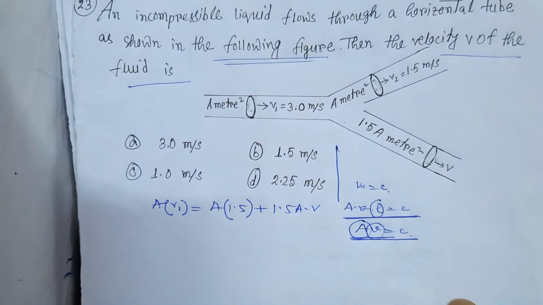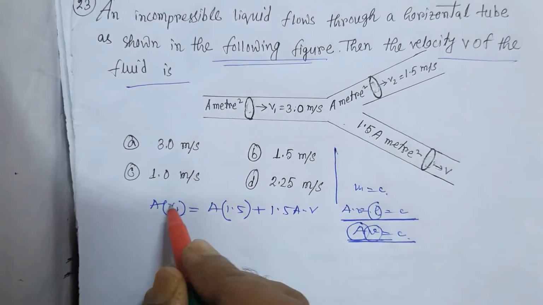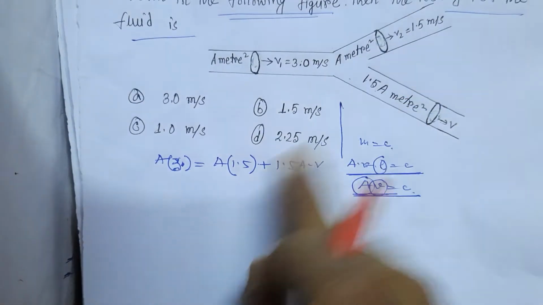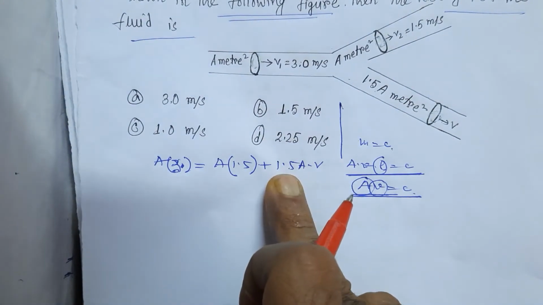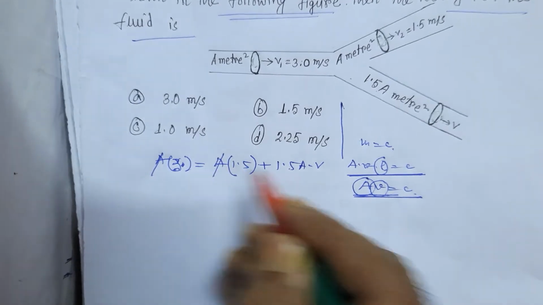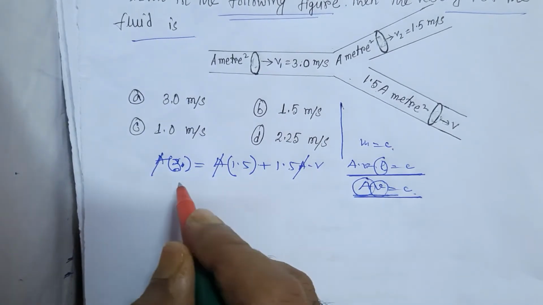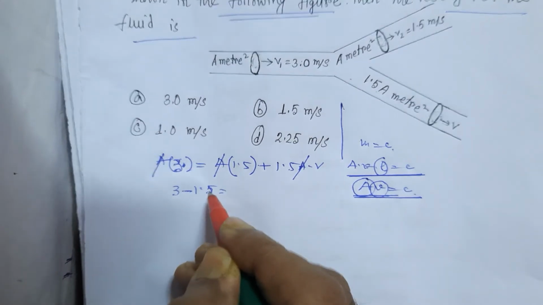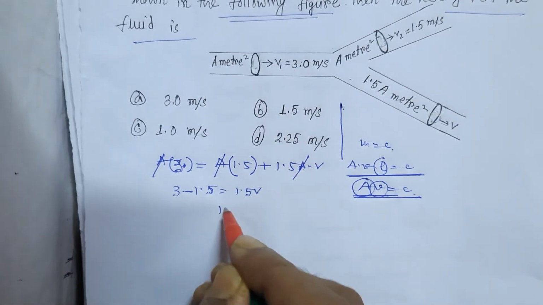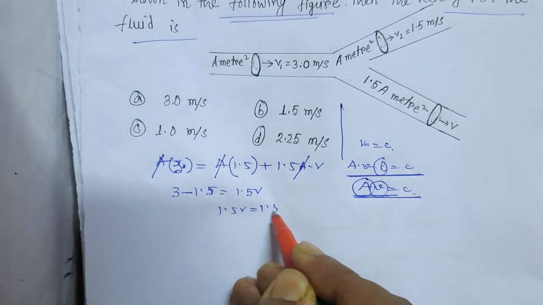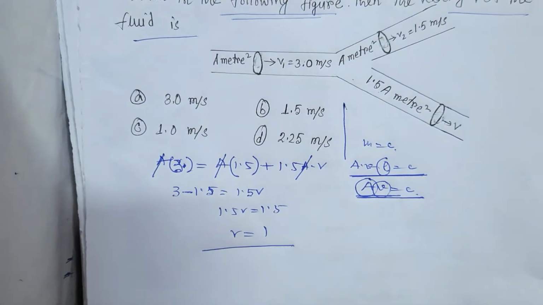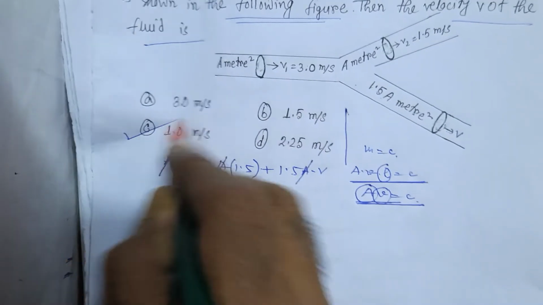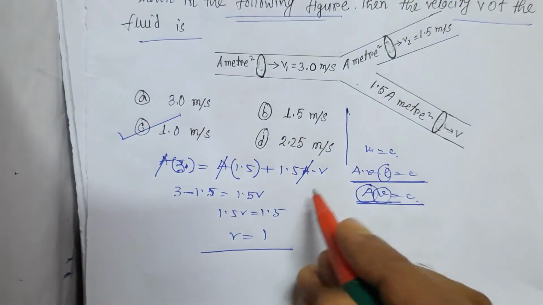We have to calculate V here, and V1 is 3 meter per second. So putting V1 as 3, A into 3 equals A into 1.5 plus 1.5 AV. So A will be cancelled out from both sides. Now 3 minus 1.5 equals 1.5 V. So 1.5 V equals 1.5. So V is 1 meter per second. So the correct choice to question number 23 is C.